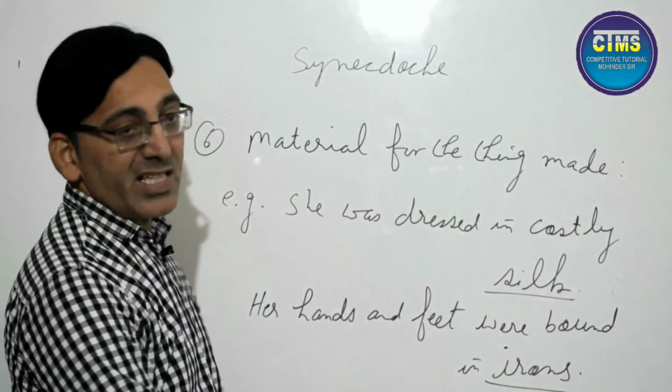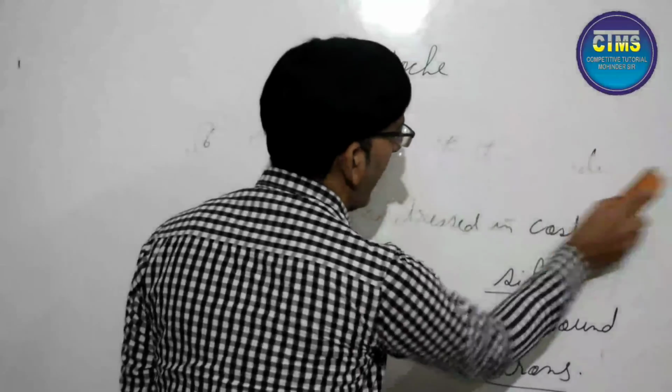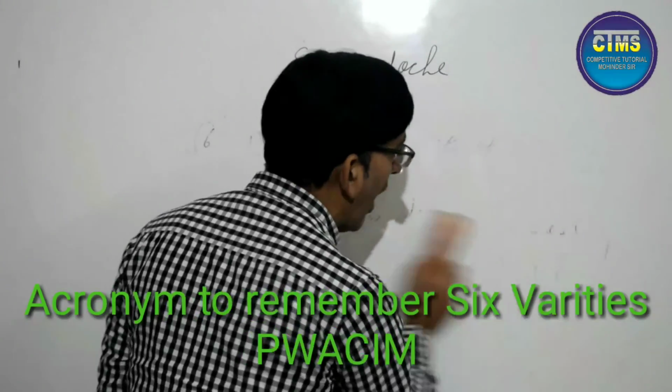So these are the six varieties of Synecdoche, and I think that you are able to understand now this figure of speech in detail.